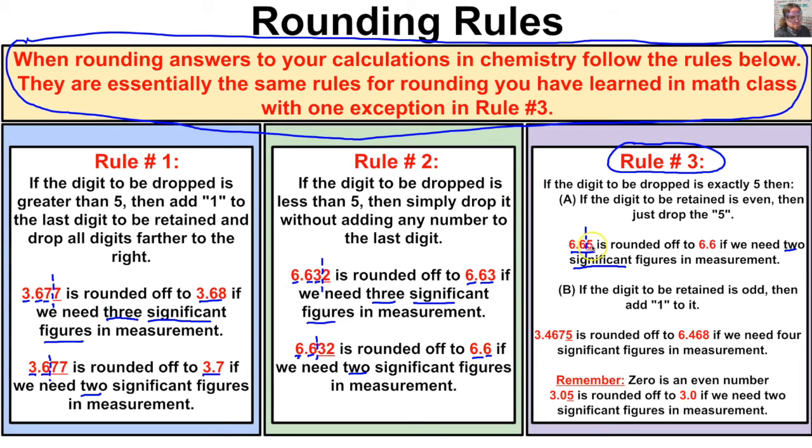But if you have a 5 that you're trying to drop, and the number next to it is an even number, then we just go ahead and leave that alone. We don't change it at all. So 6.6 will be the correct answer here.